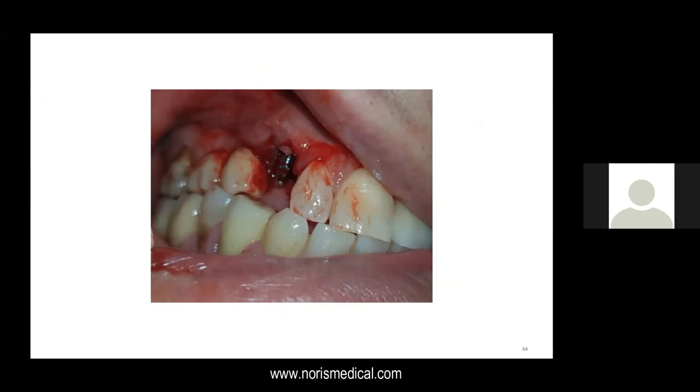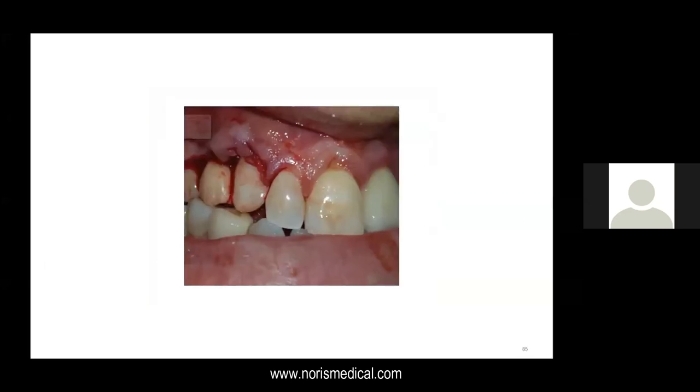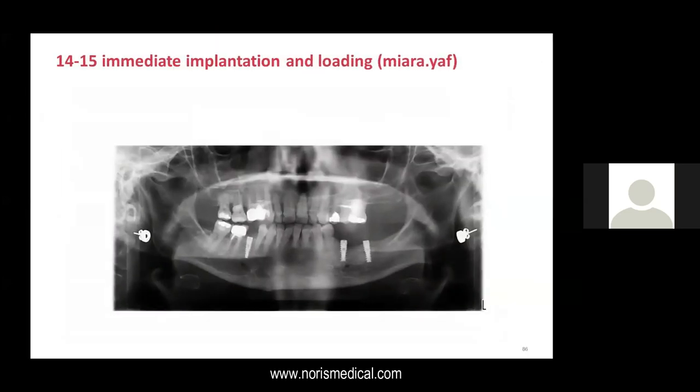This is a very good opportunity to note that when we do an implant in the anterior area, please never put the implant at the original place where the socket was. Always drill in the palatal aspect of the socket. Otherwise, I can promise you that bone resorption will always happen in the buccal area. So here you can see the temporary crown made by me in the clinic.